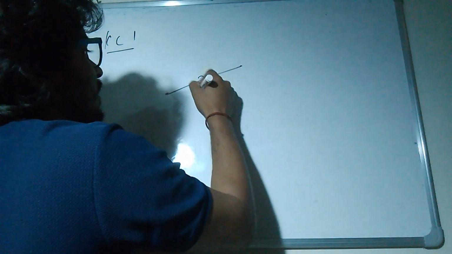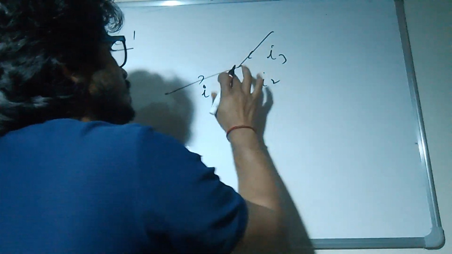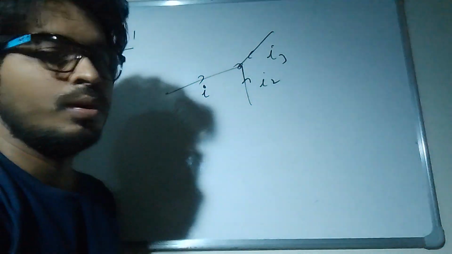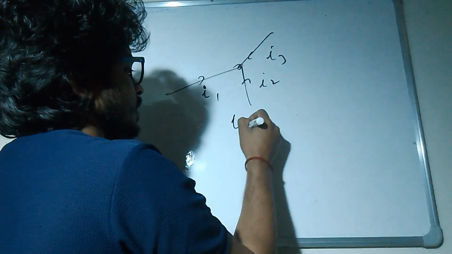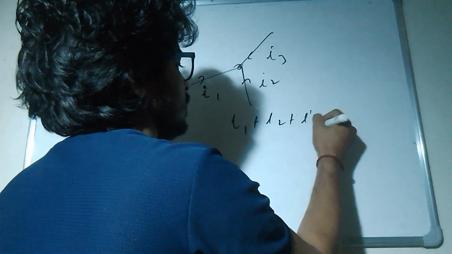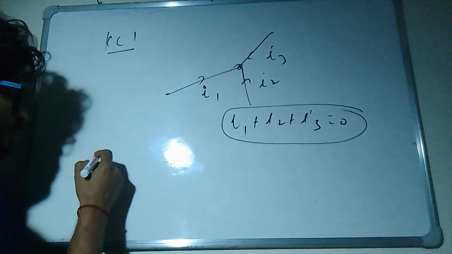Next, we will understand KCL, Kirchhoff's current law. This is very important. Suppose current is coming here I1, and this is I2, and this is I3. So this is basically a node. At any node, the sum of all the currents will be 0. So we'll say I1 plus I2 plus I3 equals 0. We'll apply this for solving a circuit.